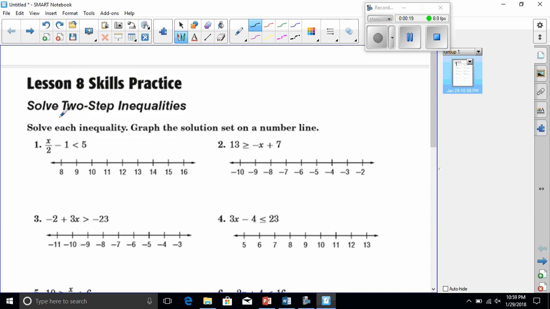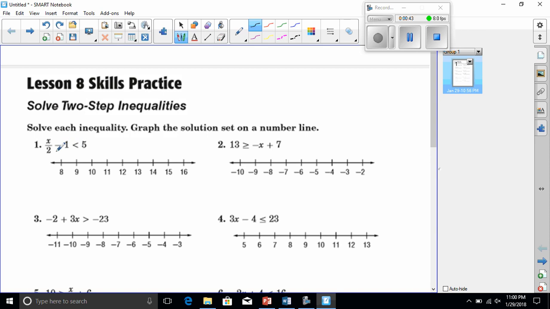We've got: solve each inequality, graph the solution set on the number line. So not only do we have to solve it, we're going to have to graph it as well. Well, let's start with this first one. We've got x over 2 minus 1 is less than 5. Right away, I remember I want to deal with x last. So I've got to deal with this negative 1 first. I can combine it with 5 because they're like terms.